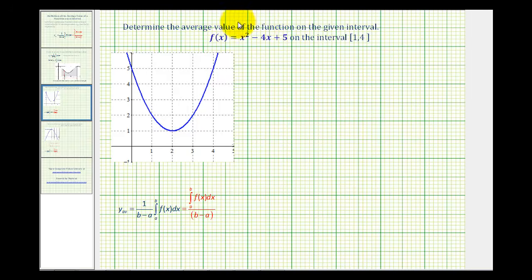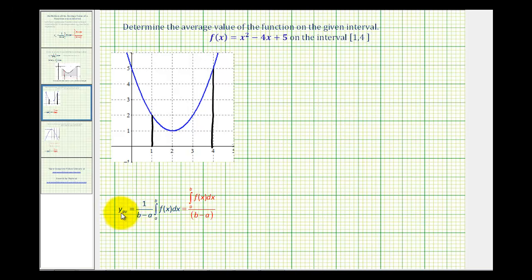We want to determine the average value of the function f of x equals x squared minus 4x plus 5 on the closed interval from 1 to 4. So the interval is from 1 to 4, and notice how on this interval the function value starts at 2, decreases to 1, and then increases all the way up to 5. So the average value would be the average function value on this interval.